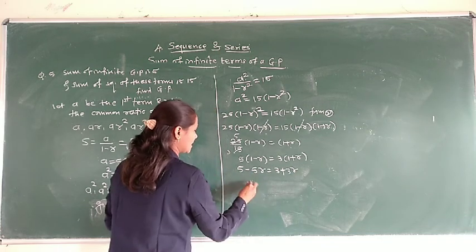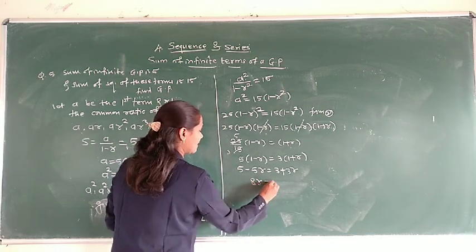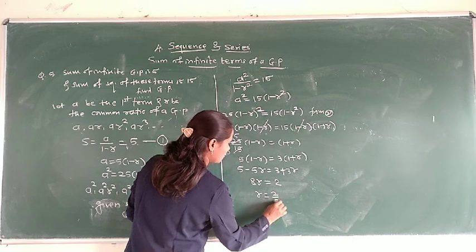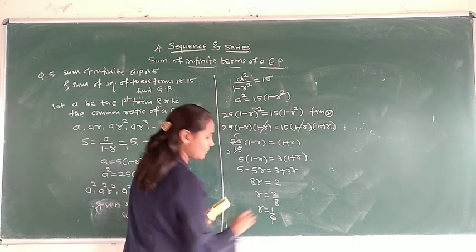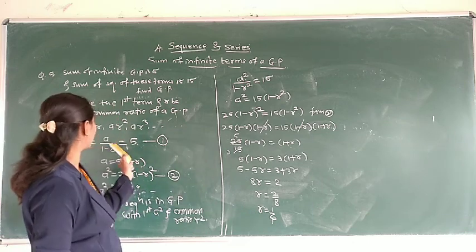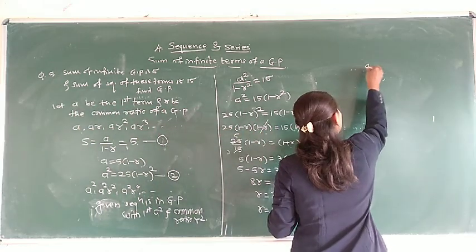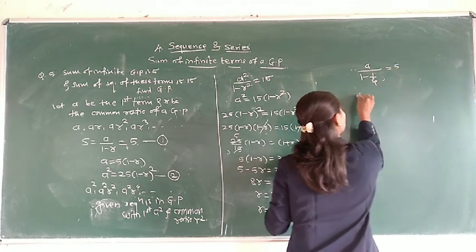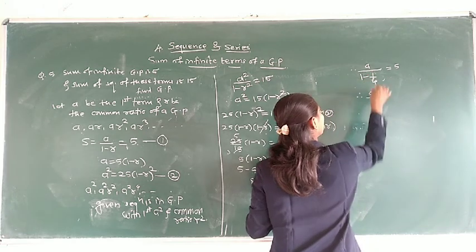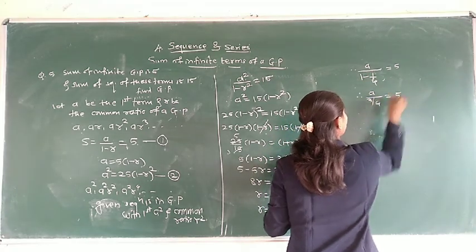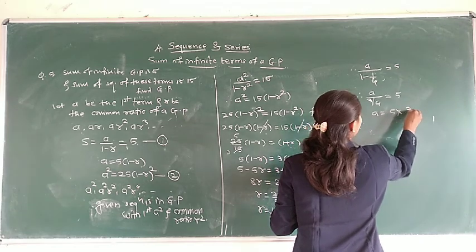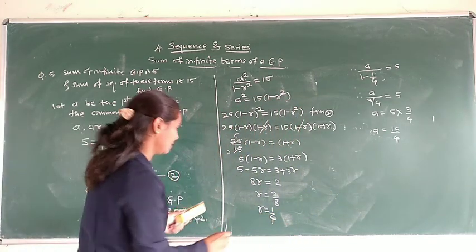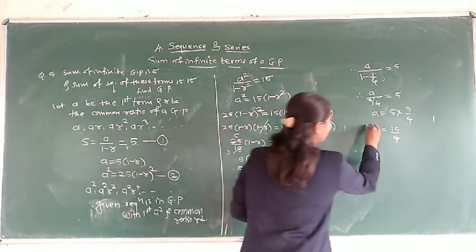So, minus 5R on that side it becomes plus 5R. 5 plus 3, 8R is equal to 5 minus 3, which is 2. Therefore, R is equal to 2 by 8, so R is equal to 1 upon 4. Now, use this value of R in our equation number 1. Therefore, A upon 1 minus 1 by 4 is equal to 5. Hence A is equal to 15 upon 4. So here we get value of R and here we get value of A.